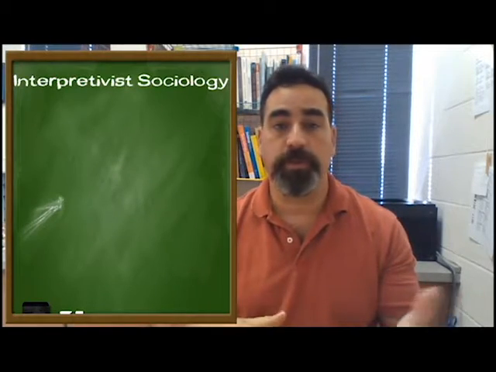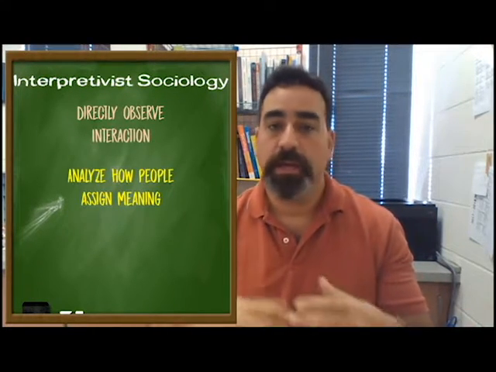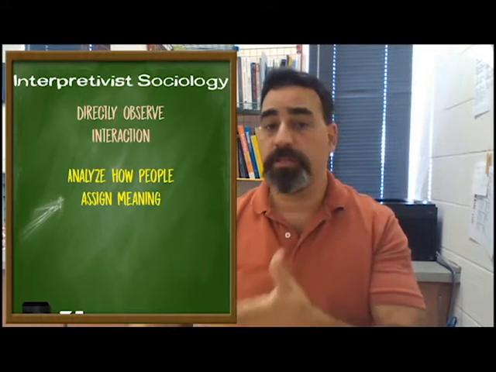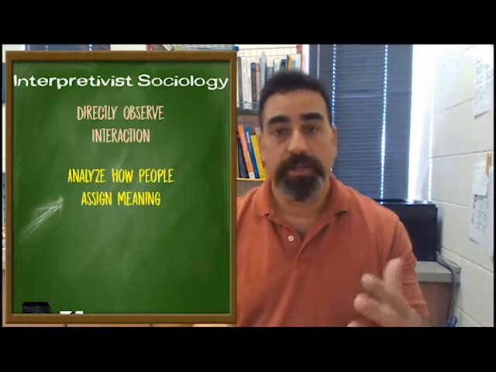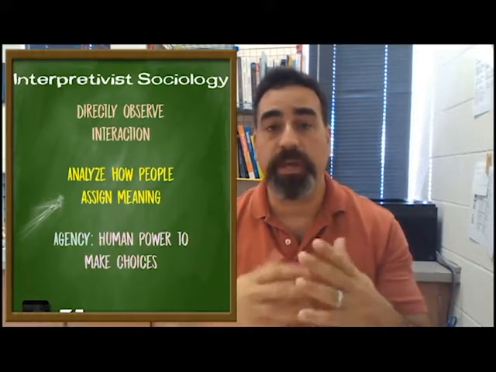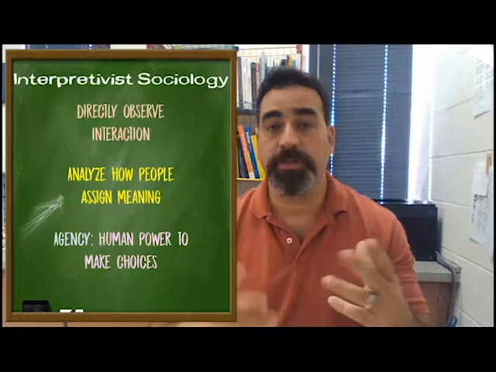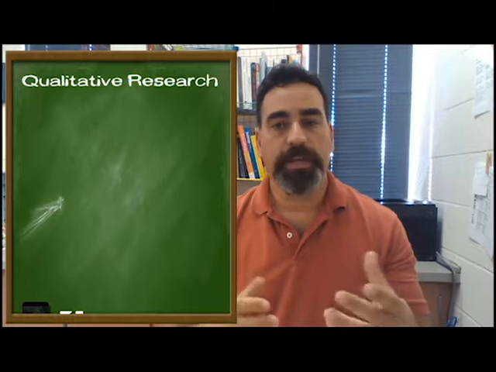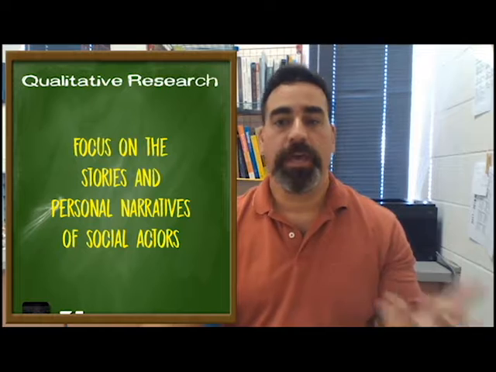Instead, interpretivist sociologists believe that the best way to understand the lived experience is by directly studying how people interact and analyzing how people assign meaning to social situations. Whereas the positivist tradition gives the impression that human beings are simply acted on by external social structures, the interpretivist tradition understands that human beings can and do assert significant agency and interact with social structures rather than just respond to them. Interpretivists tend to use qualitative methods of research. That is, interpretivists are interested in getting the stories or narratives of individuals' personal lives and how they navigate through and make sense of the social world.